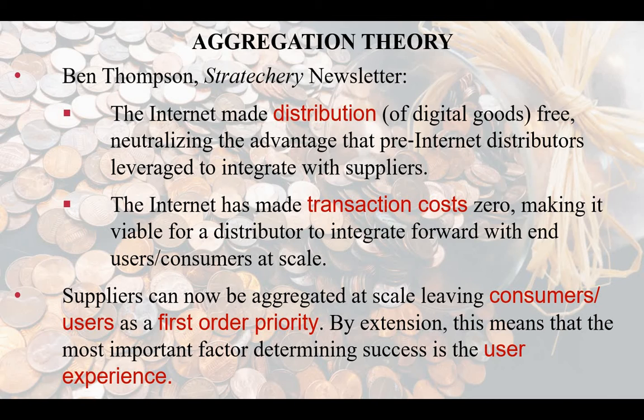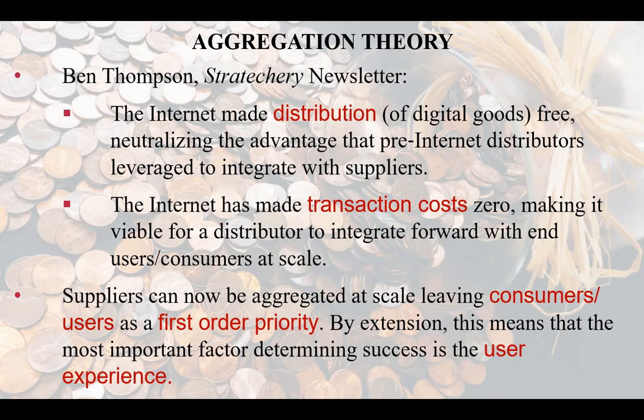The internet has also made transaction costs zero, making it viable for a distributor to integrate forward with end users and consumers at scale. And all of this because of the ease and the convenience and the immediacy of things that happen online. So suppliers can now be aggregated at scale, leaving consumers or users as a first-order priority. And by extension, this means that the most important factor determining success is the user experience.